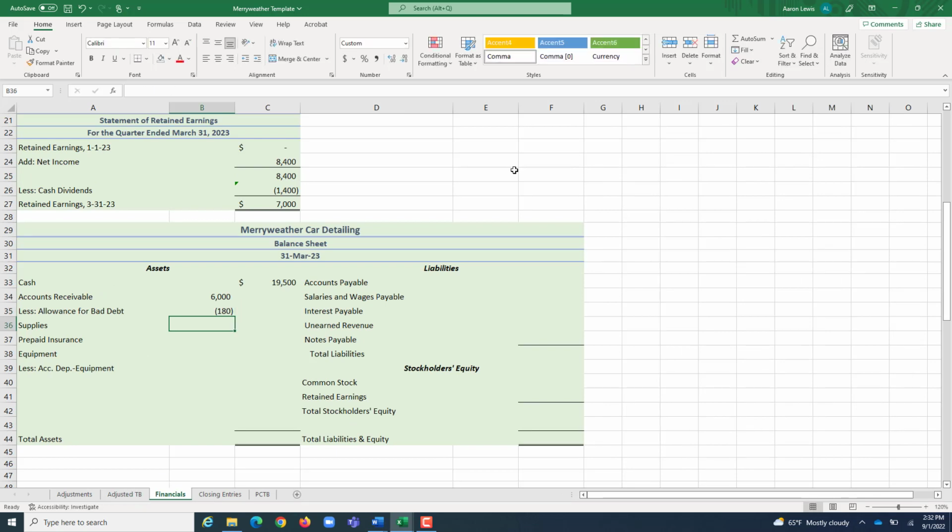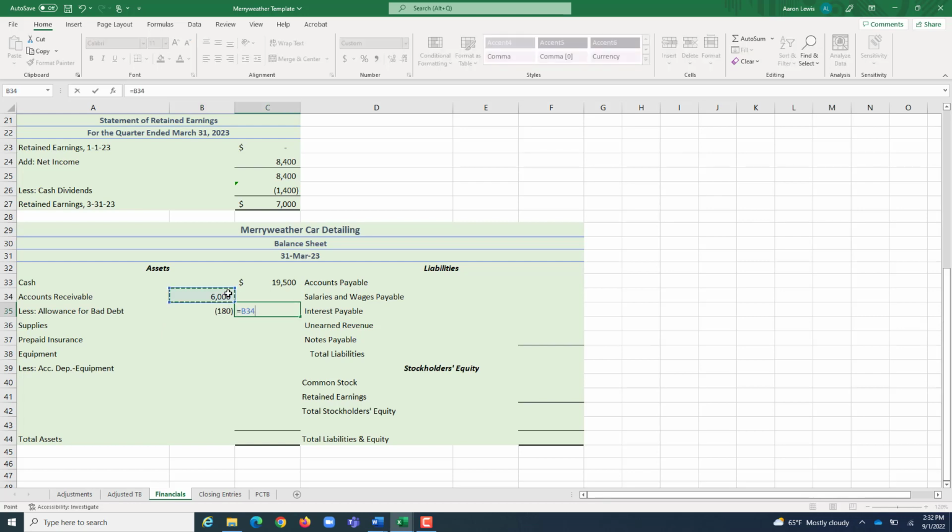And what we're saying here is that yes, we have $6,000 for the receivables, but we don't think we're going to ever see $180 of those. Well, if I add together our $6,000 in receivables and our negative $180 display, if you will, for allowance for bad debt, I get a difference of $5,820. That is the portion of our accounts receivable which we reasonably expect to collect and convert to cash in the future.